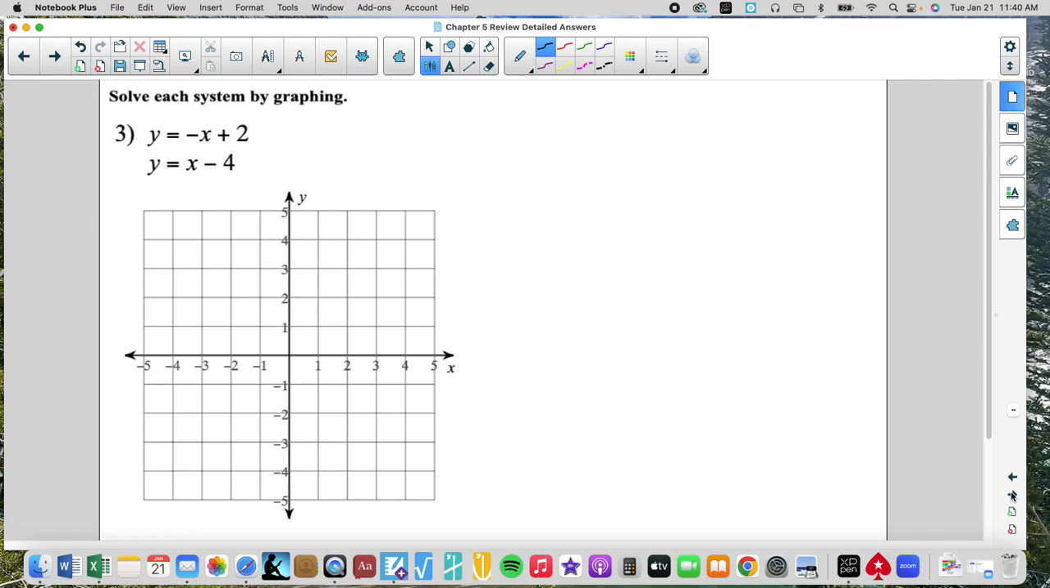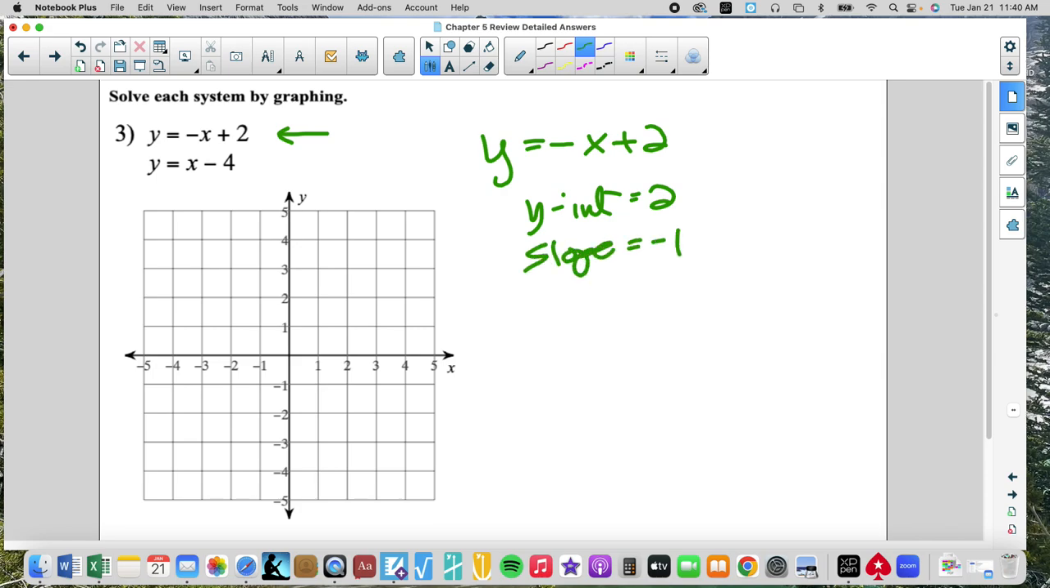Now we notice this is in slope-intercept form, so y equals -x plus 2. The y-intercept is 2. It's the constant being added, and the slope of the line is -1. -1 as a fraction is -1/1. That means we're going to go down 1, right 1, rise over run. So we go to the y-intercept first, and then down 1, right 1, down 1, right 1. We'll make a couple points.